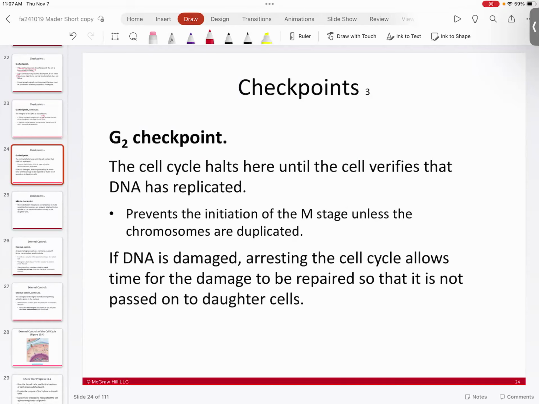The G2 checkpoint, this is basically where you stop the cell and it makes sure that your DNA has been replicated. It makes sure that all the chromosomes are duplicated before doing division and mitosis in the M stage. And then it's also checking for DNA damage, right? So if there's DNA damage, it'll stop the cell cycle, allow time for that DNA to be repaired so that it can be fixed up.